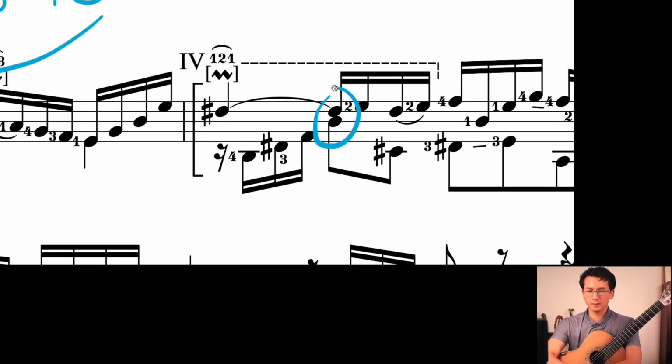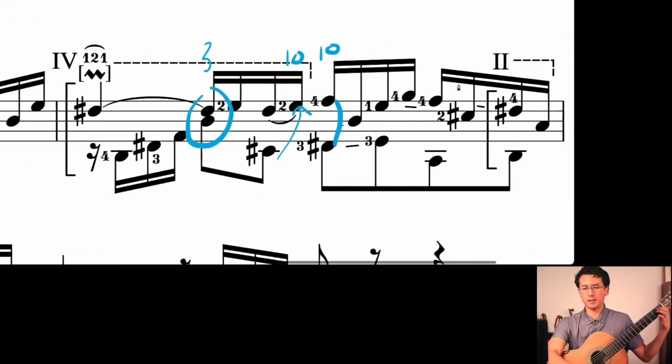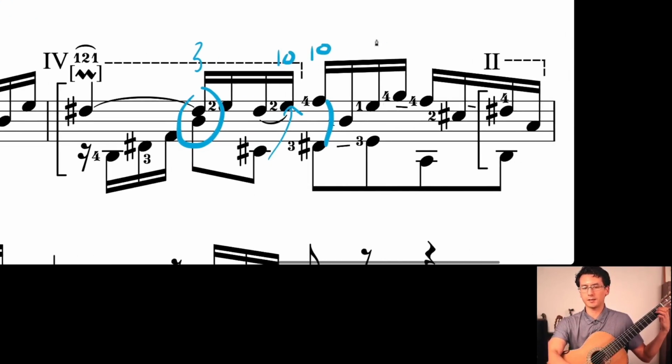So the first interval that strictly sounds together is this one. That's a third. The next one is this one, and that's not one of our intervals. However, I would argue that's a passing note, and the note we want to look at is that. So C sharp to E is a tenth. So we get a third and then a tenth, and then D sharp to F sharp is a tenth, and then E to E is an octave.